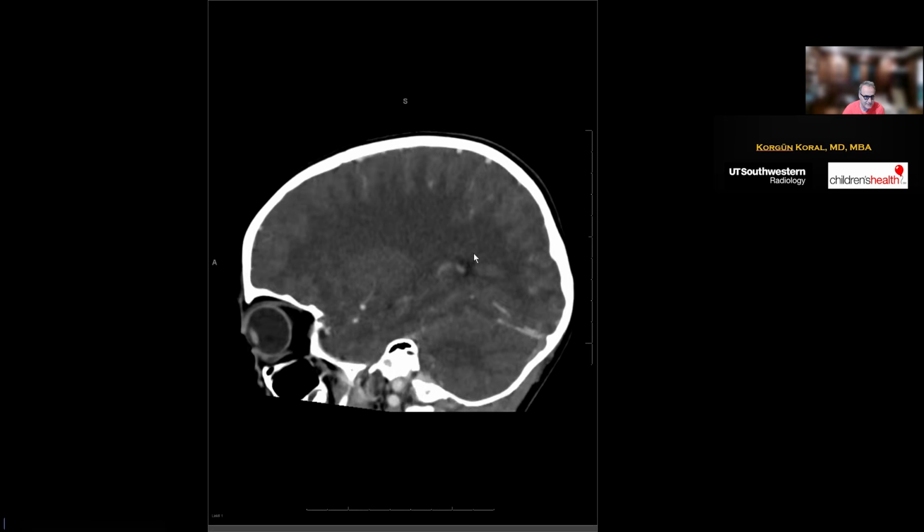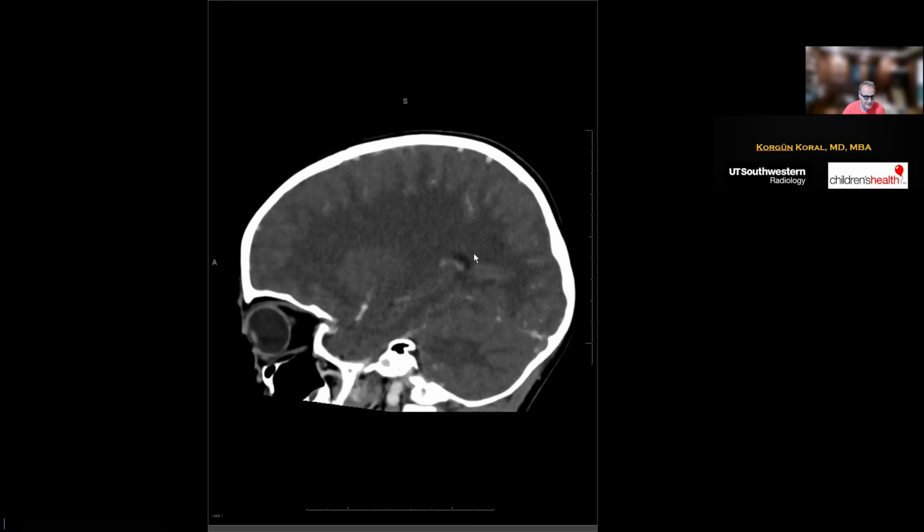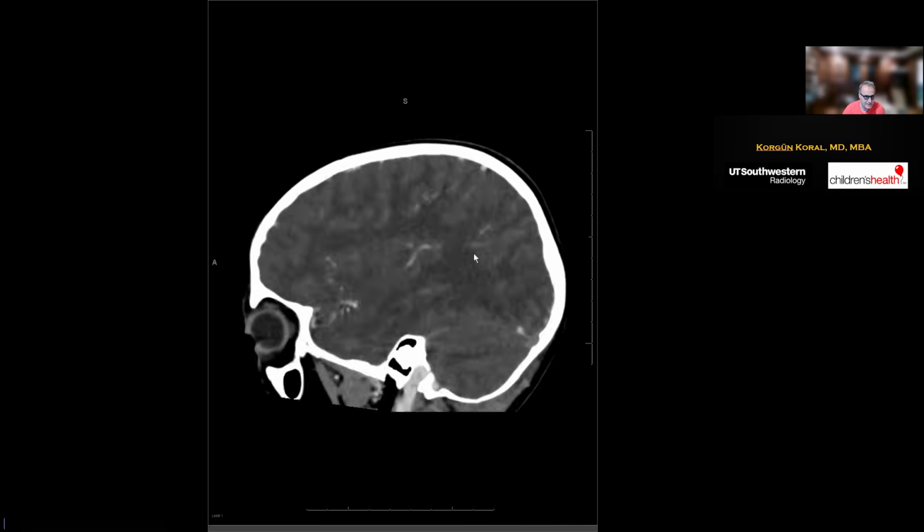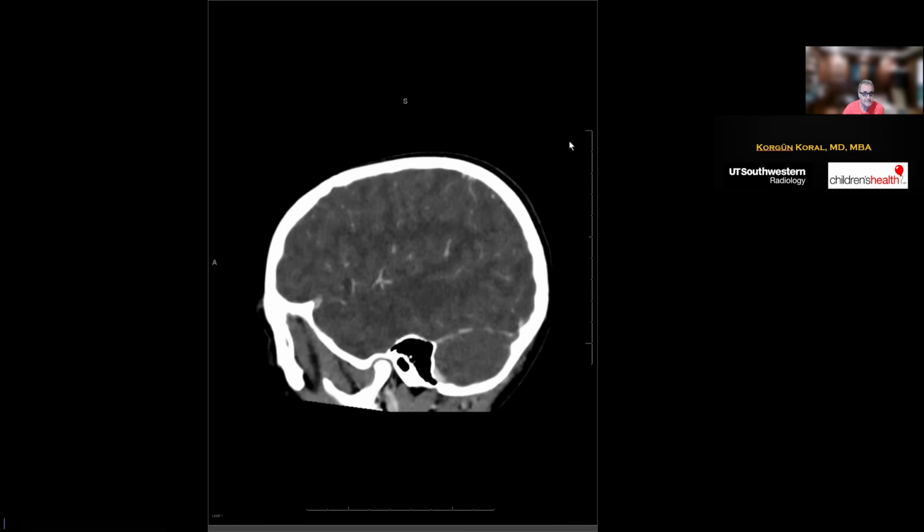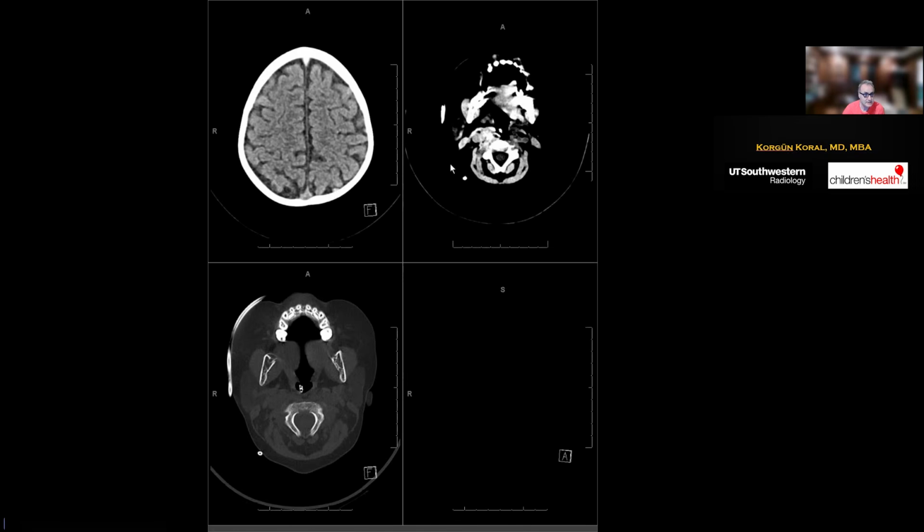So this is an acute injury resulting in thrombosis of the left transverse sinus. Let's move on to the next case.